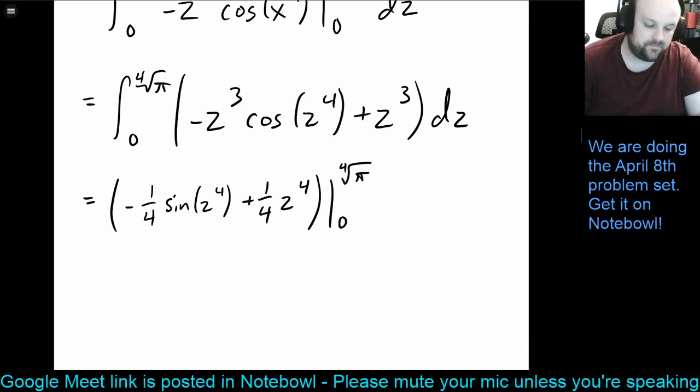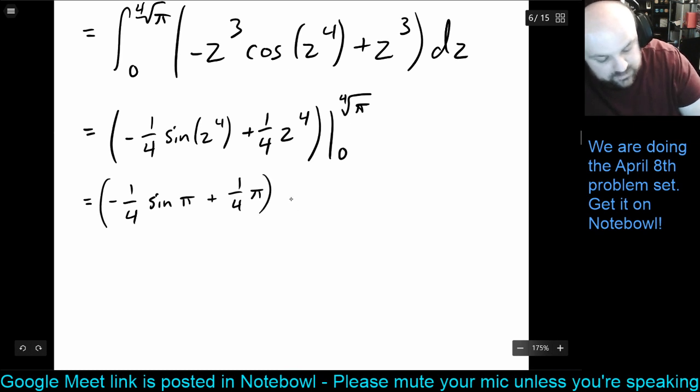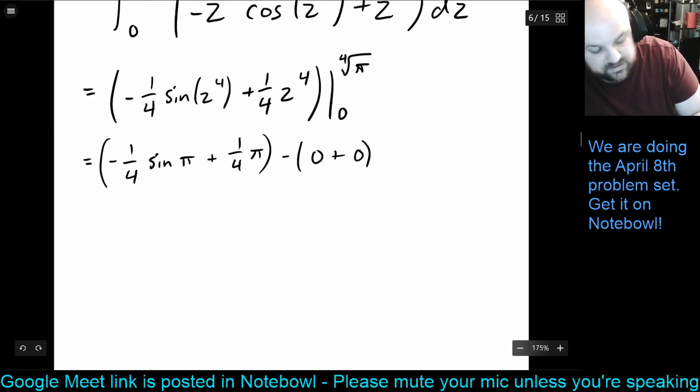All right. And now just plug in all our stuff. So plug in the fourth root of pi. We're going to have 1/4 sine of pi, because we're taking the fourth power of the fourth root, plus 1/4 pi. Right? That's plugging in the top and the bottom. Sine of 0 is 0. 0 to the fourth is 0. Now sine of pi is just 0, so that's gone. So all we have is just pi over 4. That's it.